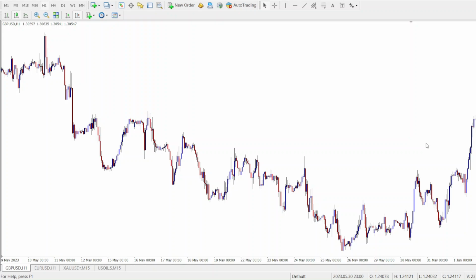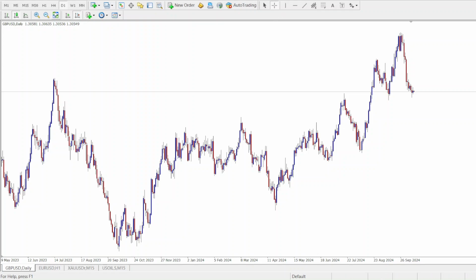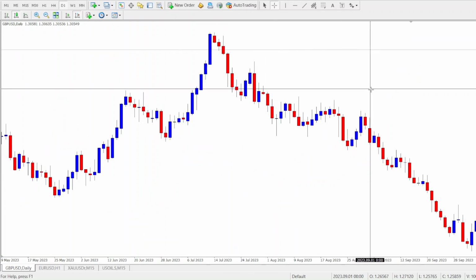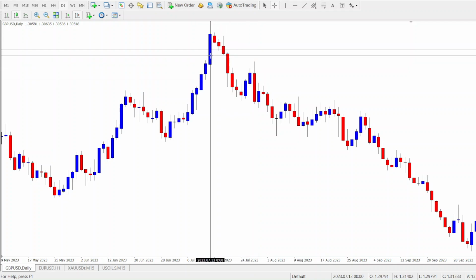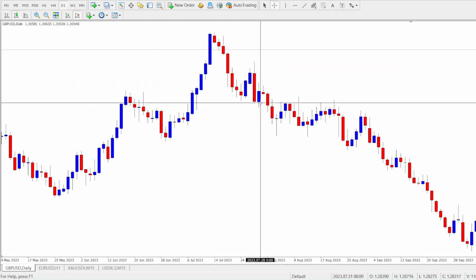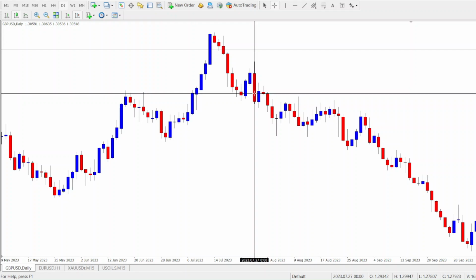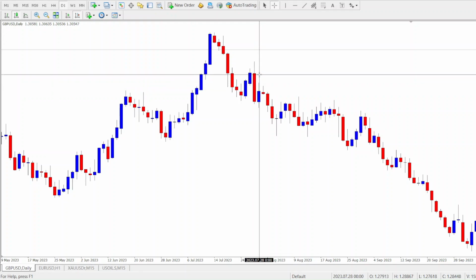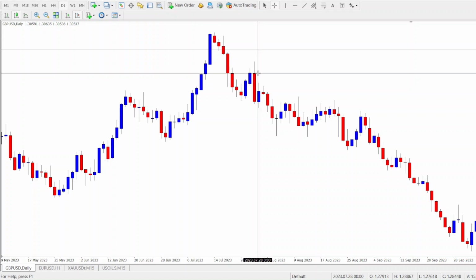Now we're going to look at a breakdown of each element. The open, let's just use this candle as an example. The open is the first price traded when the market opens during a particular time frame. We are going to be using the daily time frame for this explanation. So, the open price is the top of this candle's body. That's where the market opened.